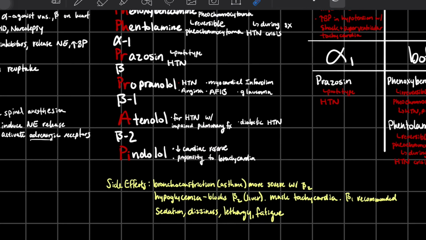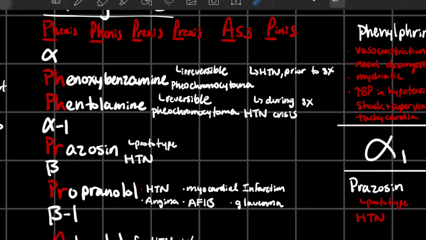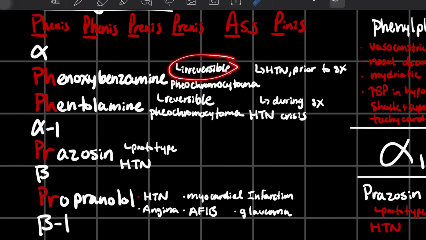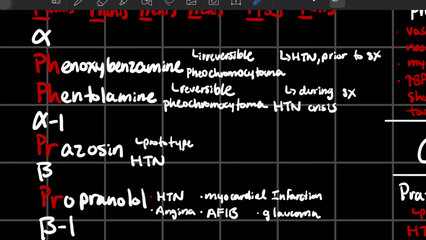Okay. And then for your antagonist, remember that mnemonic. I think it's pretty good. So your phenoxybenzamine is going to be irreversible, and it's going to be for pheochromocytoma, which is the blockage of your adrenal medulla. So this is typically going to be used for hypertension prior to surgery. And phentolamine is going to have a very similar effect, except that it's going to be reversible. Okay, so this is going to be a reversible antagonist or inhibitor of your sympathetic nervous system. It's also going to be used during surgery.